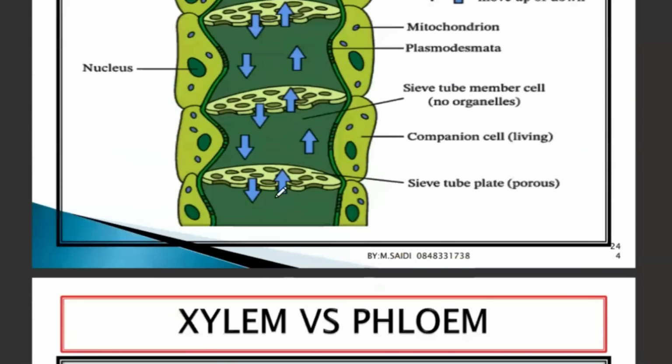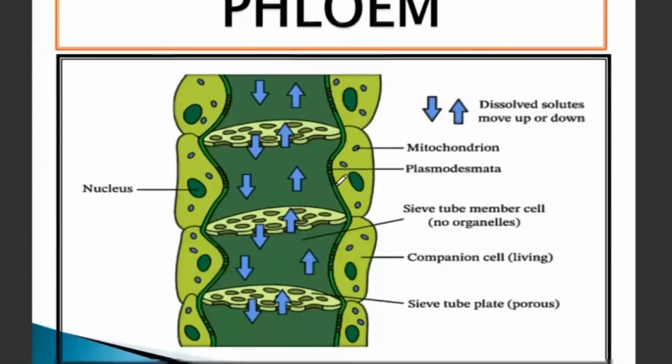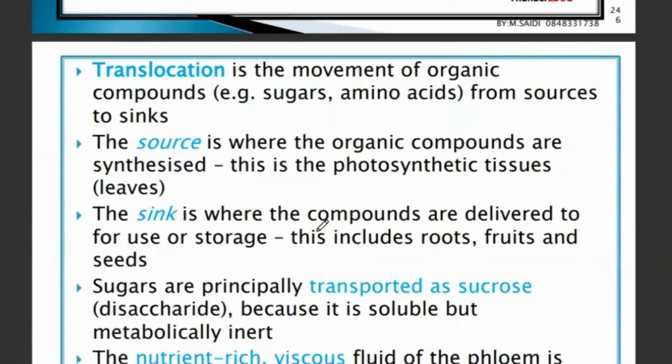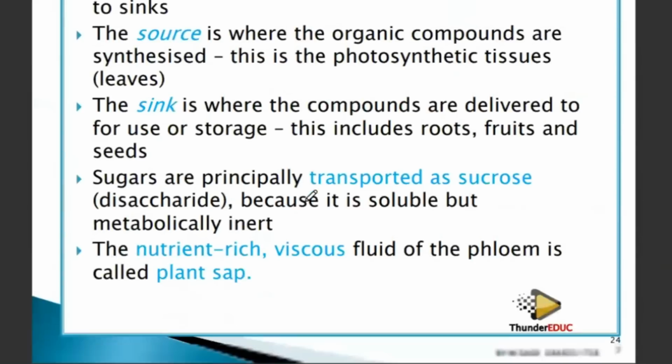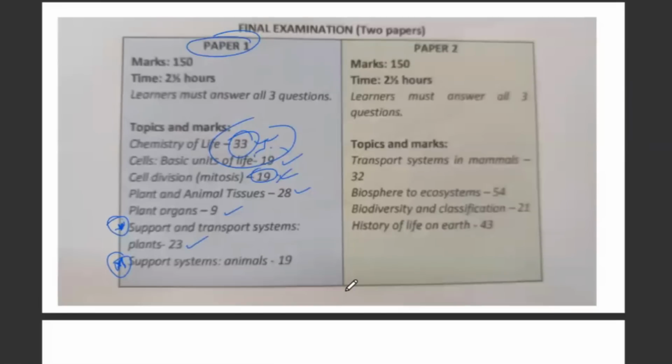The functions of phloem and xylem, we talked about. But how is the xylem adapted to its function, and how is the phloem adapted to its function? Please know that. Then the last one is the skeleton, the support system. Here they're saying support system and the transport system. Transport system is in paper 2. I'll come back for paper 2 and explain it better.